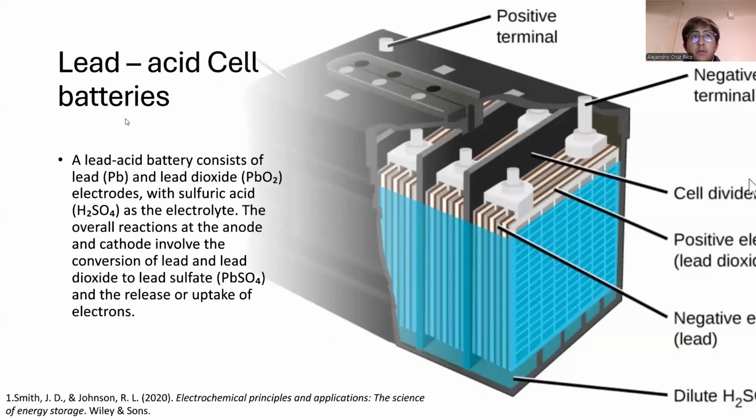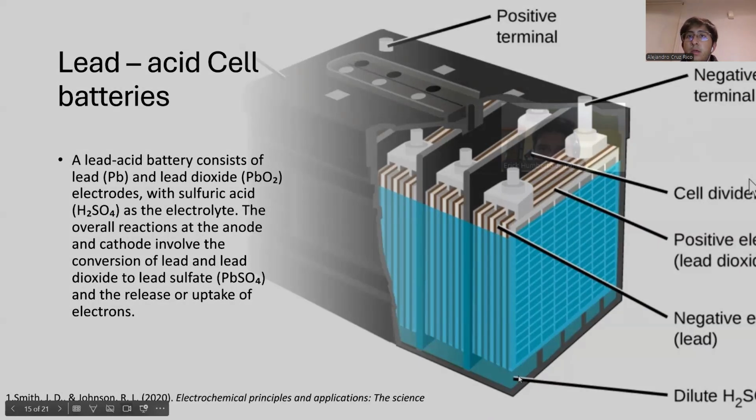Lead-acid cell batteries consist of lead (Pb) and lead dioxide (PbO2) electrodes, with sulfuric acid as the electrolyte. The overall reactions at the anode and cathode involve the conversion of lead and lead dioxide to lead sulfate and the release and uptake of electrons. Here we can see a battery, and we can see all its parts until the very end.